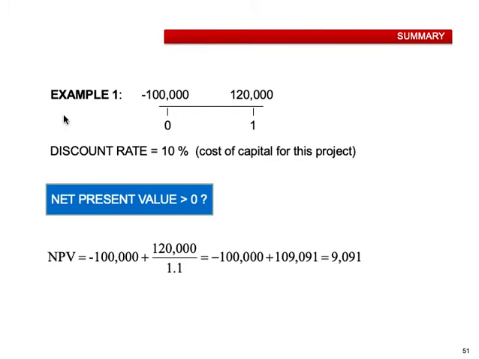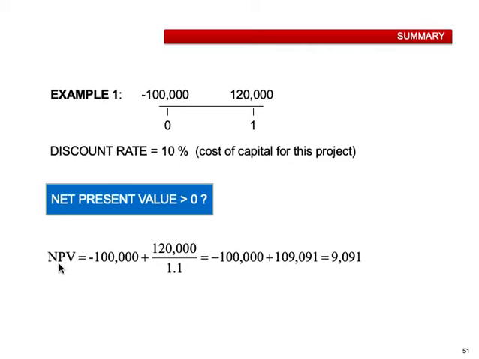Looking at example 1, we have an investment at T0 which is 100,000 euros. We have a future cash flow that we are going to expect at T1 of 120,000 euros. The discount rate or cost of capital, so cost of capital is equivalent to discount rate and the other way around, so it's the same thing, is 10%. The question is, what is the NPV and is it larger than 0?